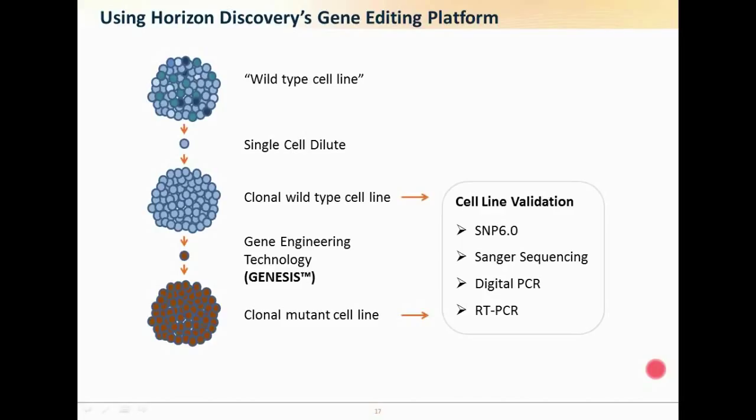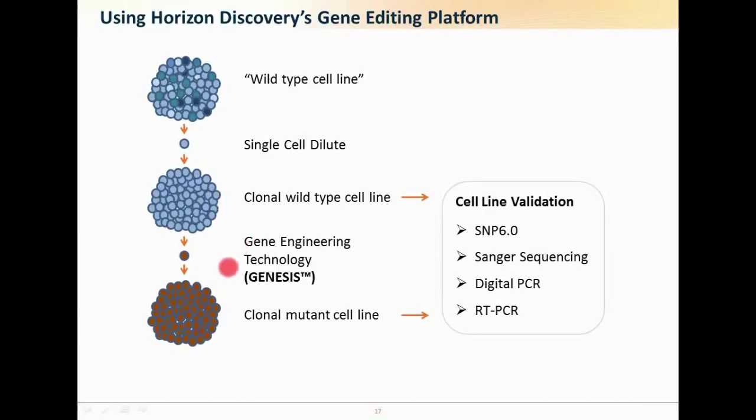So coming back to this slide, what we have at Horizon is the gene editing platform, Genesis. What we do is take what would be considered a wild-type cell line from traditional sources like ATCC or wherever. We take that and then do a single-cell dilution, simply because every single cell line that we get from external sources is heterogeneous. By single-cell diluting, we then create a clonal wild-type cell line where we know that every single cell within that clonal population is close to identical.